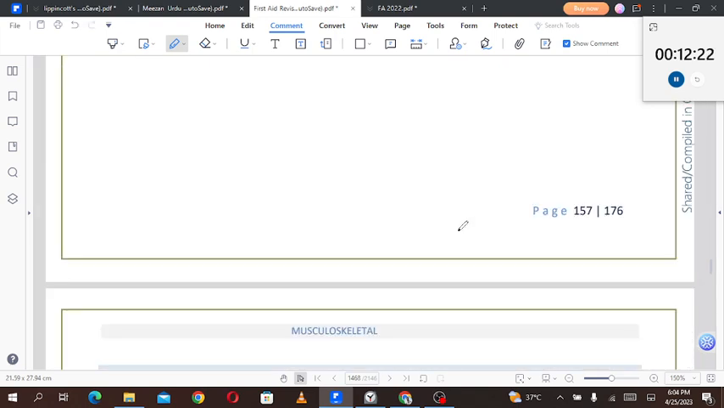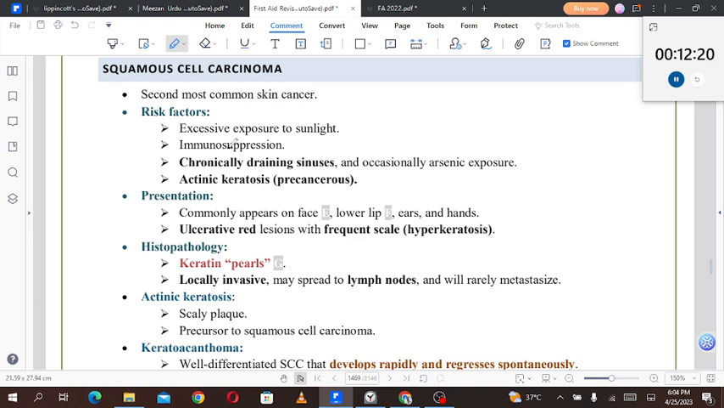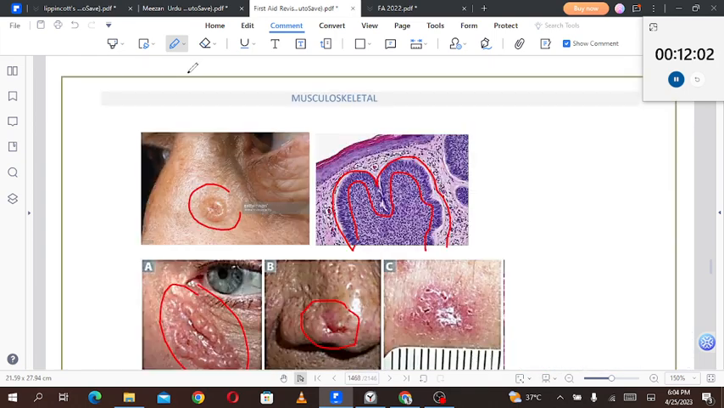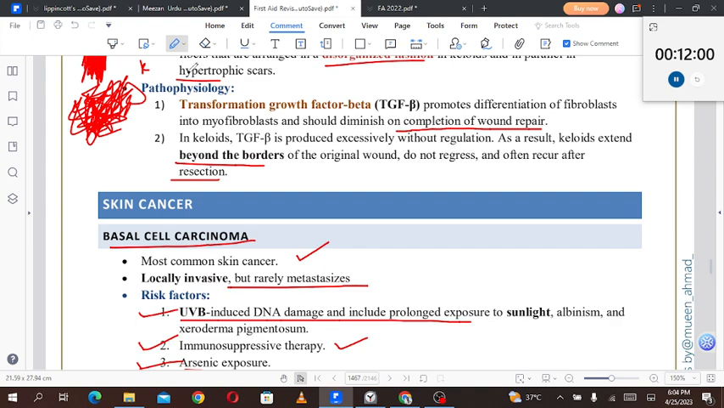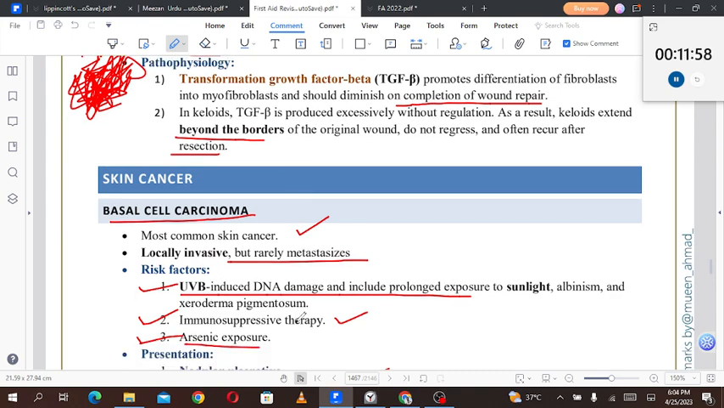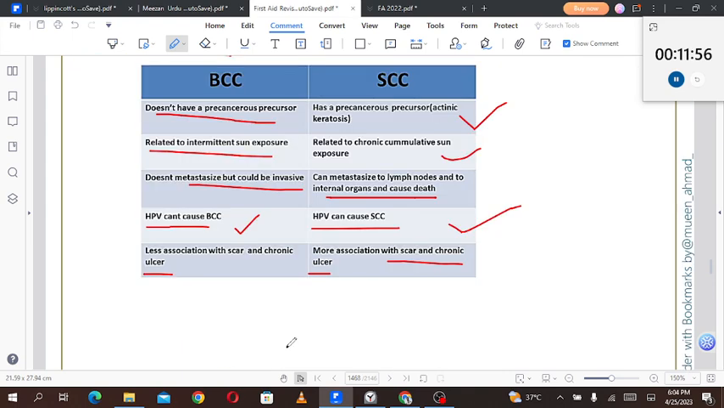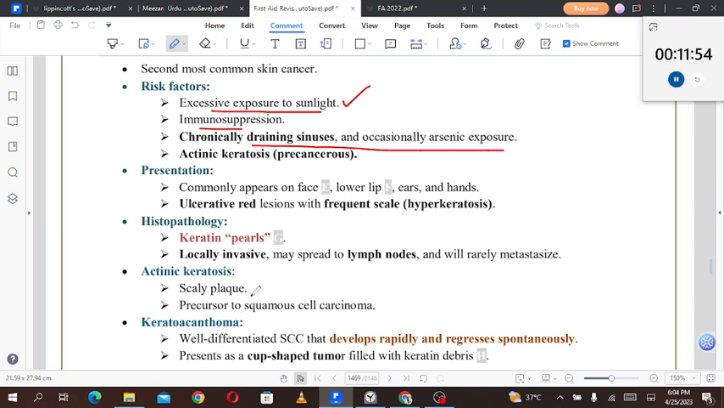Let's come back to squamous cell carcinoma. Second most common skin cancer. Risk factor is excessive exposure to sunlight. For basal cell carcinoma, intermittent sunlight exposure will cause it, but excessive exposure to sunlight is going to cause squamous cell carcinoma. Immunosuppression, chronically draining sinuses, and occasionally arsenic exposure can also cause squamous cell carcinoma. Arsenic exposure also leads to basal cell carcinoma. Here you can see that ultraviolet B, immunosuppressive therapy, and arsenic exposure are also associated with basal cell carcinoma.